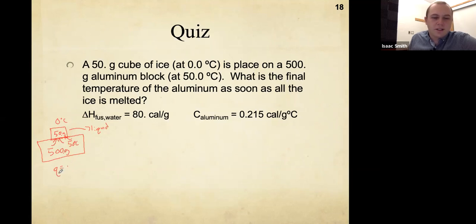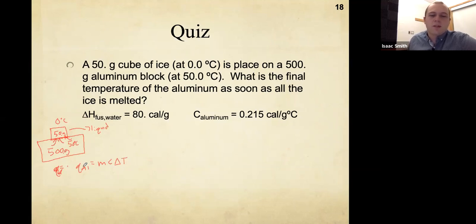So if we look at the Q of the aluminum, redraw that. Q of the aluminum, right? That's going to be MCΔT. Okay. So we know what the mass of the aluminum is. We know what the specific heat of the aluminum is. But we don't know what the final temperature of the aluminum is. So this is kind of an unknown variable.